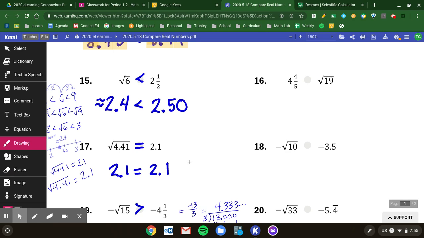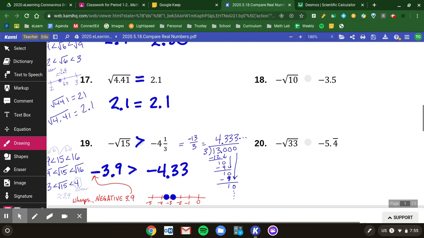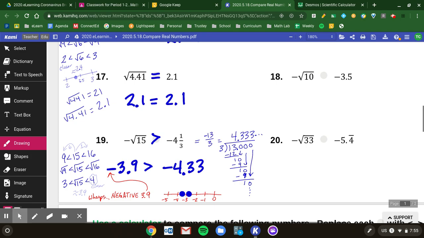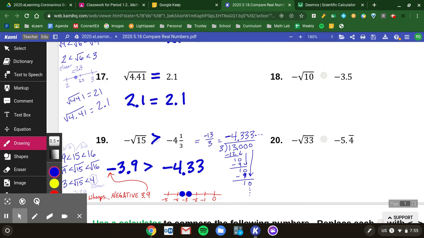Onward to 19, I think that's maybe one of the toughest problems on this page. First of all, let's deal with 4 1/3. 4 1/3 is kind of the same as saying 13/3. If I were to divide those out, I get 4.3 repeating. Negative 4.3 repeating. And so I'm going to just estimate that as about 4 33 hundredths. Not going to be perfect, but it's close.